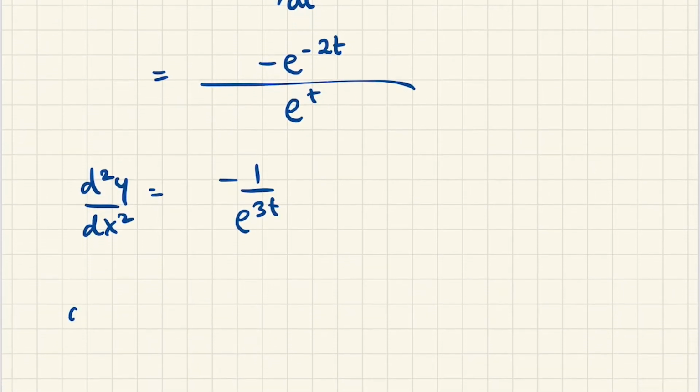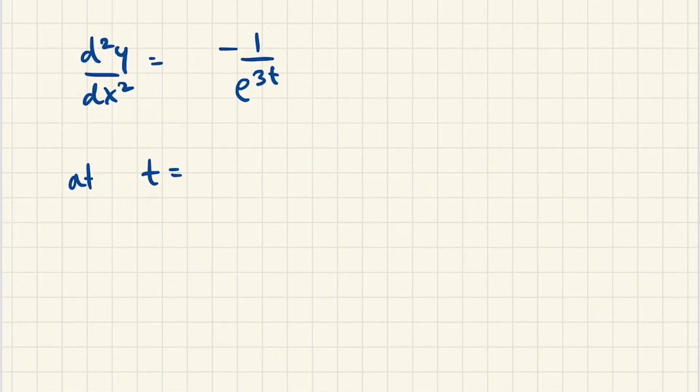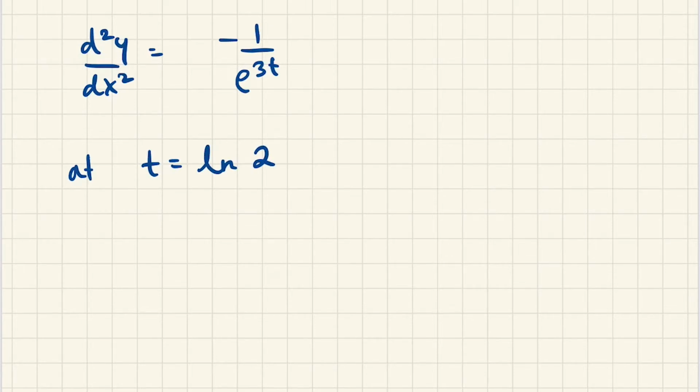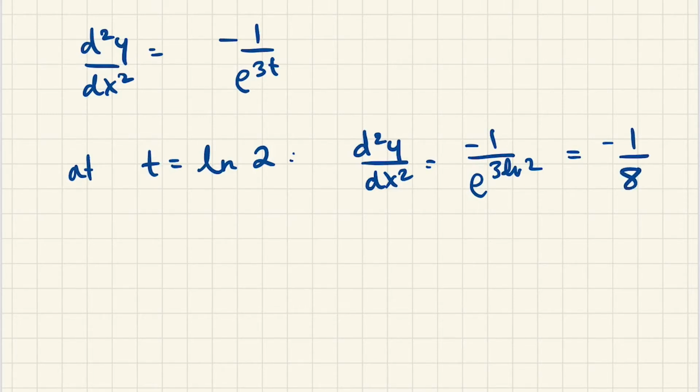And then at the point in time when t is equal to ln of 2, we get negative 1 over e to the 3 ln 2. And 3 ln 2 is, of course, ln of 2 cubed, which is ln of 8. And e to the ln 8 is 8. So this is just negative 1 over 8.